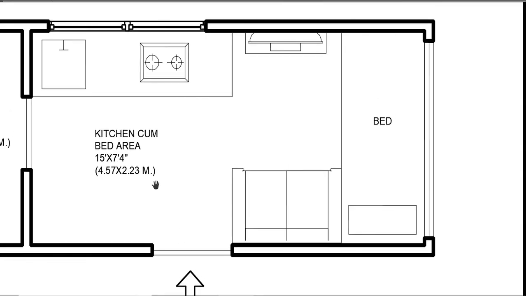So we have kitchen cum bed area. The size of this area is 15 feet into 7 feet 4 inches, in meters 4.57 into 2.23 meters. You can see here the kitchen cabinet with burner, sink and two large size windows for ventilation of this area, and we have a sofa and a bed arrangement, and also we have a TV unit on the front wall, and on the right side we have a large glass panel here for ventilation and light purpose.